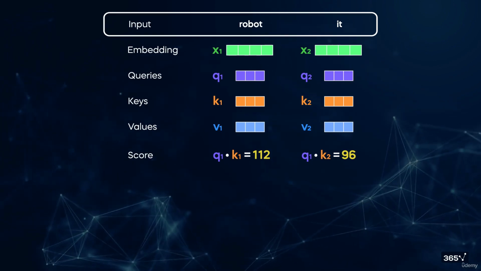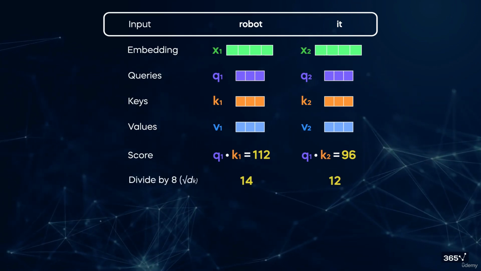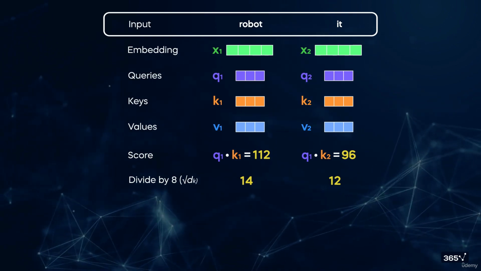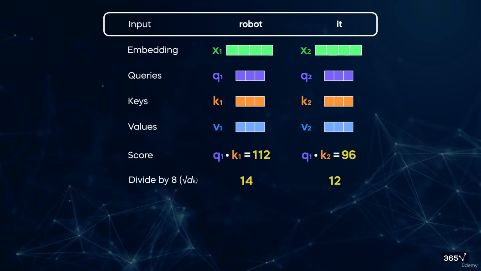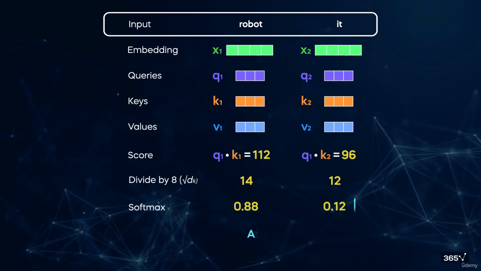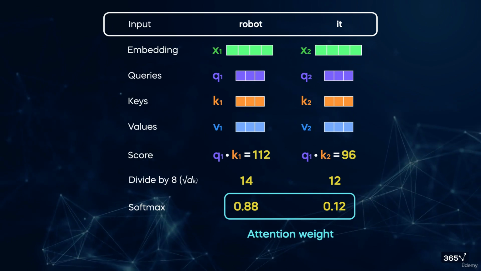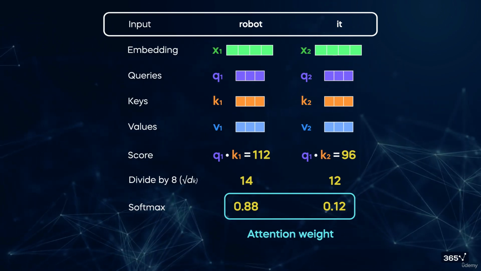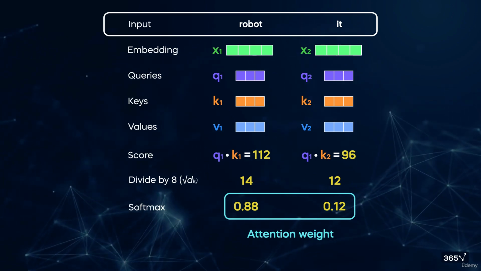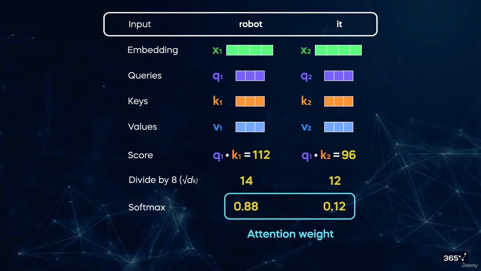To ensure numerical stability, we scale the similarity scores by dividing them by the square root of the dimensions of the key vectors. This scaling factor helps control the magnitude of the scores. Next, we apply the softmax function to the scaled similarity scores to obtain an attention weight. The softmax function normalizes the scores so they sum up to 1, effectively turning them into probabilities. So, now we have an attention weight for each token in the sequence, indicating how much attention the query token should give to each other token.